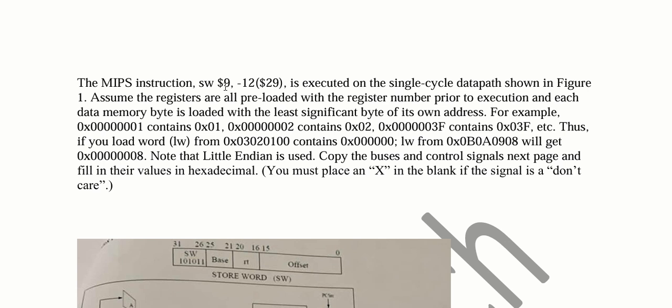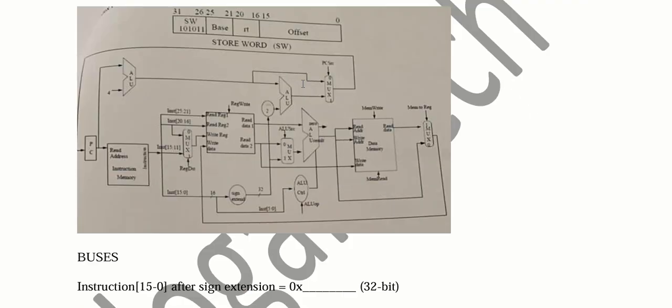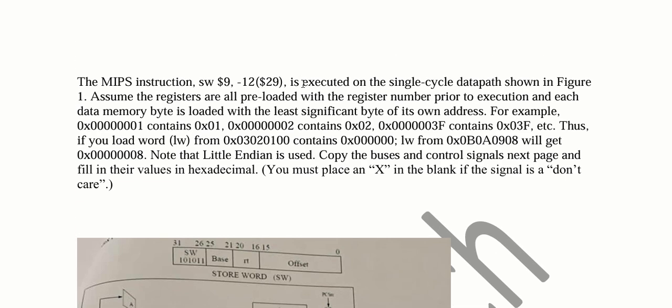So maybe if 29 pointed to address 16, then we'll go 12 backwards. So we'll come and store it at address 4, okay? Something like that. It's executed on a single cycle data path as shown in the figure. So that's the single cycle data path you see. It's not any different from the MIPS you've seen so far.